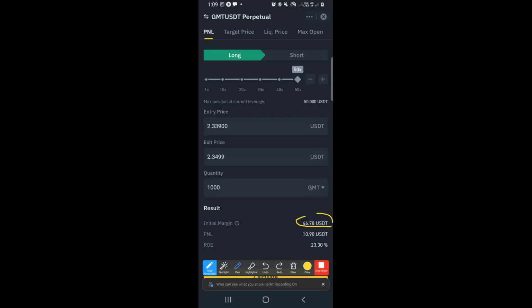It helps you to calculate your loss and your take profit. Let's say you are the type that does 2%, 3%, or 5%. All you have to do is, instead of using this PNL section, use the target price section.